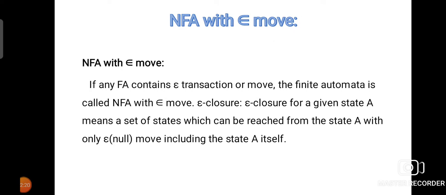Another property associated with the NFA is epsilon closure. That is, epsilon closure for a given state A means the set of states which can be reached from the state A with only null moves, including the state A itself.